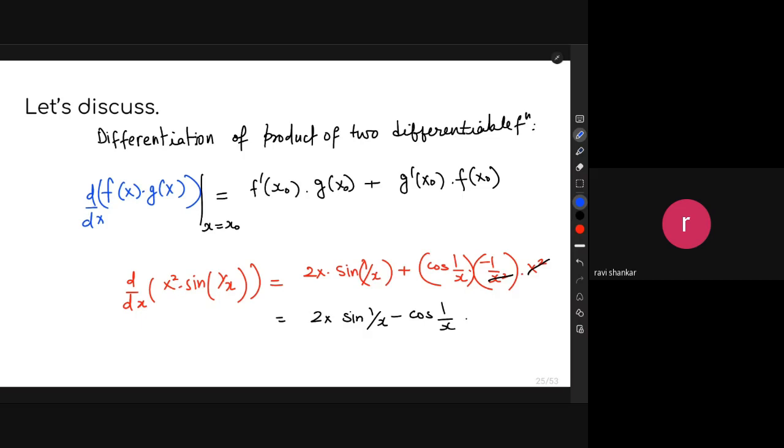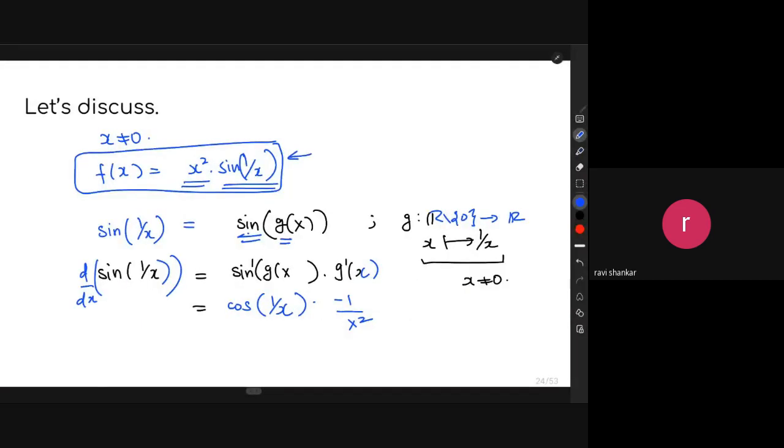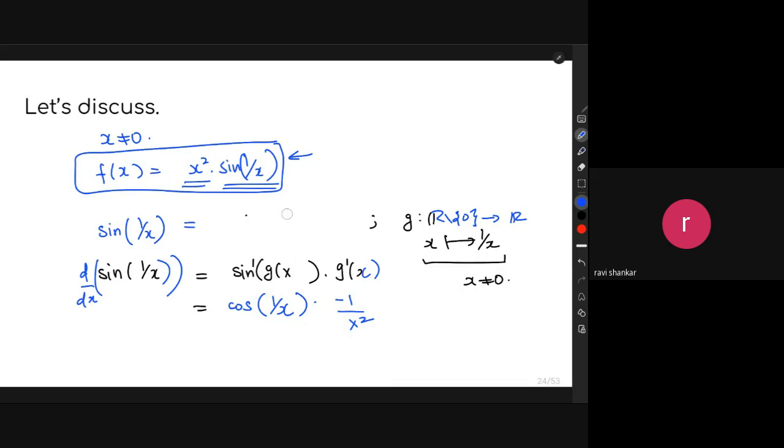This inverse function is already in the question. Sine 1 over x is already in the function's definition. So what I'm doing, just don't think of this g of x if it's better. Just remove this whole part.